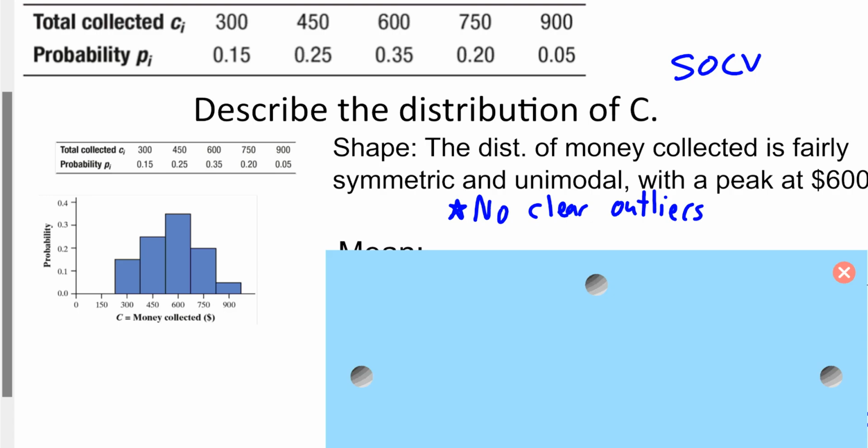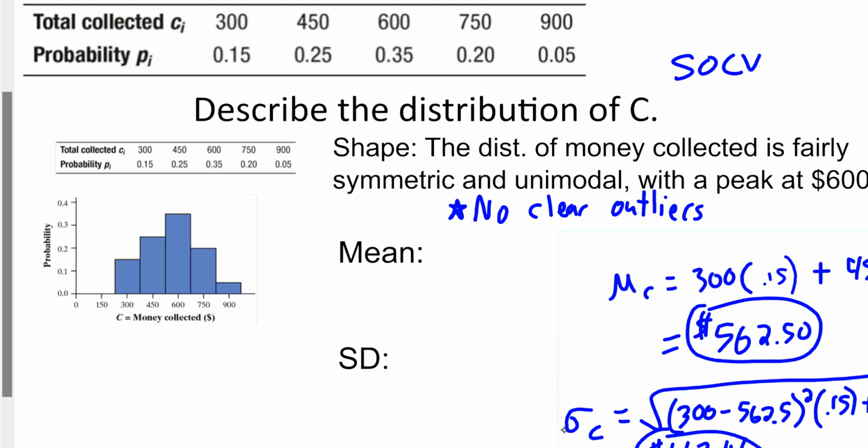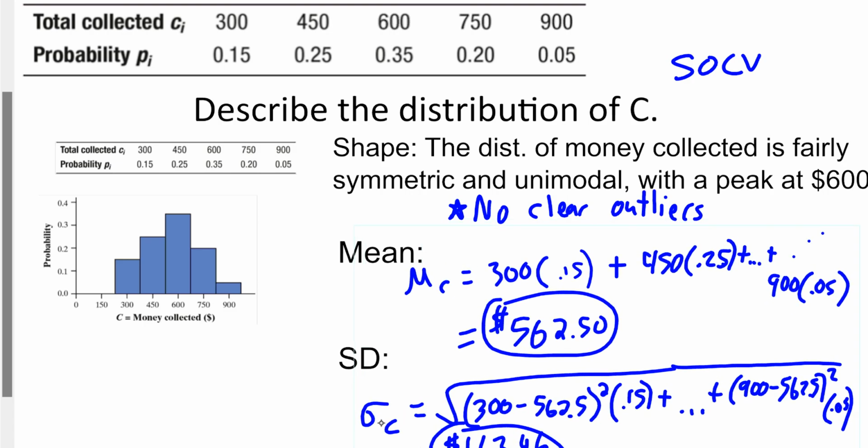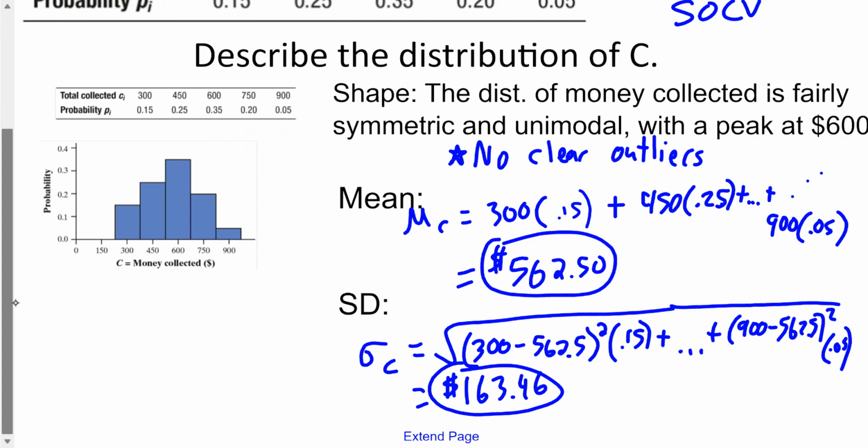But then we get into the center and the variability, and that would be things we learned with these probability distributions, the mean and the standard deviation. Now, I have all of that here, and I have the work that goes along with it, and we can then describe that on average, the amount of money collected from these Jeep tours is $562.50, or on average, we would see $163.46 vary by that much from the mean of 562.50. Now, that's how you can find those. We talked about those formulas in the past.